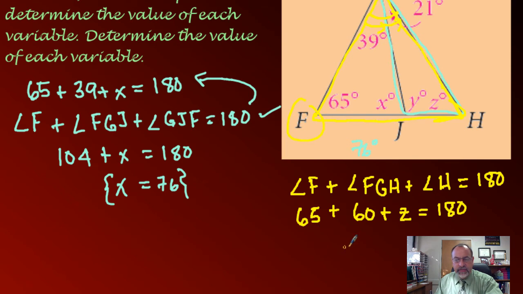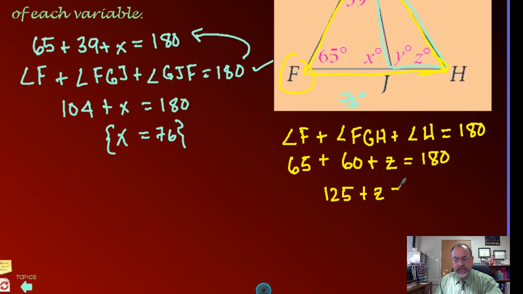So then I can simplify by adding these two values together. So that's simplifying because I'm on one side of the equation. And then again, I'm going to use the subtraction property to subtract 125, and that's going to give me a Z of 55. Okay, so now I know Z is 55.